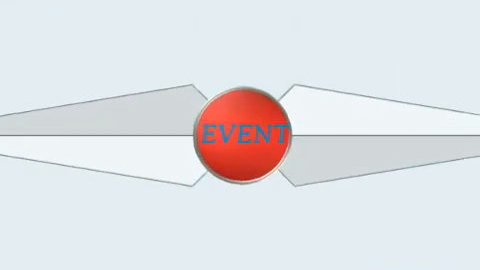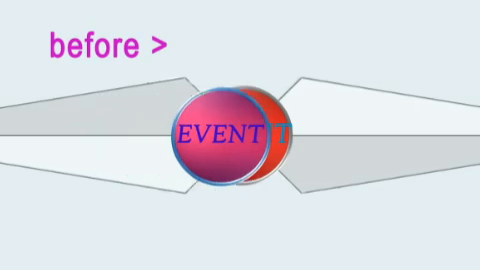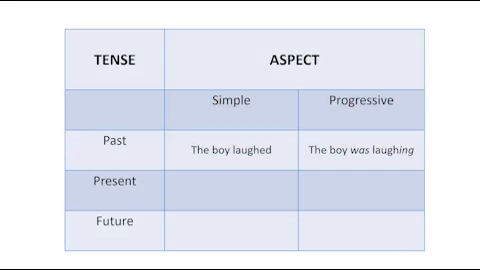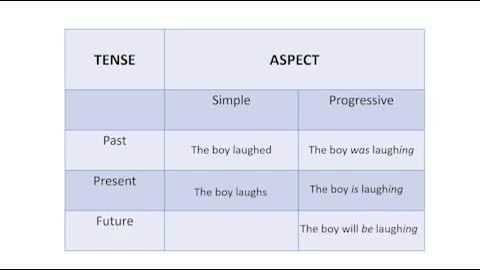Aspect allows us to locate events with regard to another event independently of its tense. In addition to the past progressive, English has a present progressive, the boy is laughing, and a future progressive, the boy will be laughing, thus giving English multiple past, present, and future forms differing in aspect.